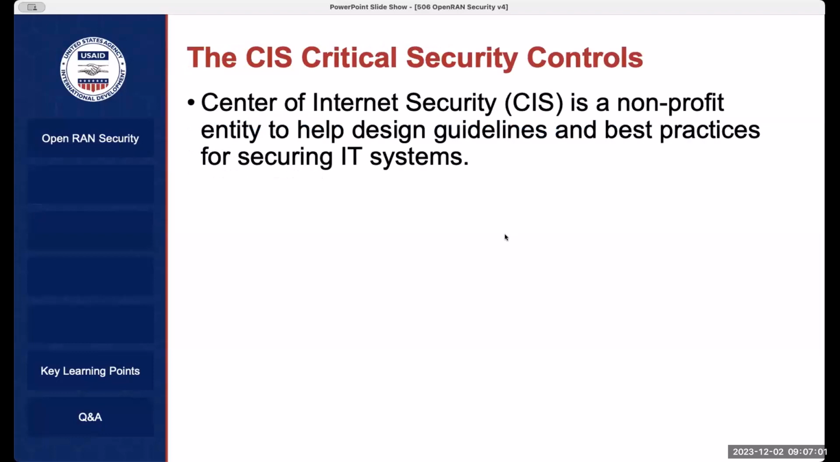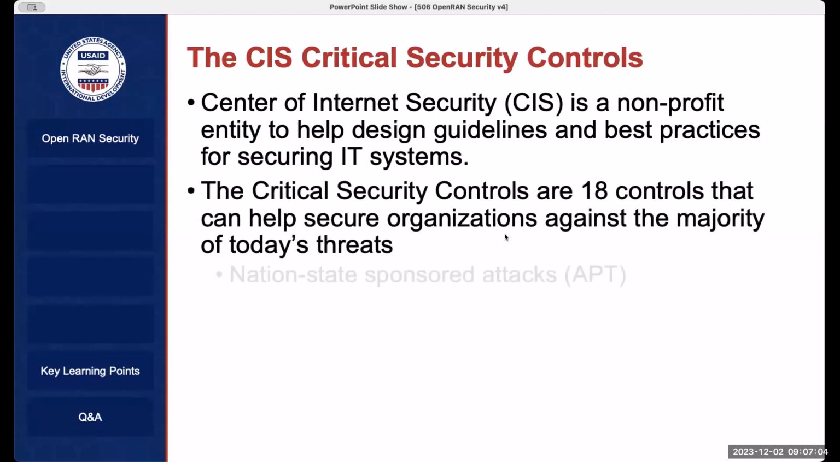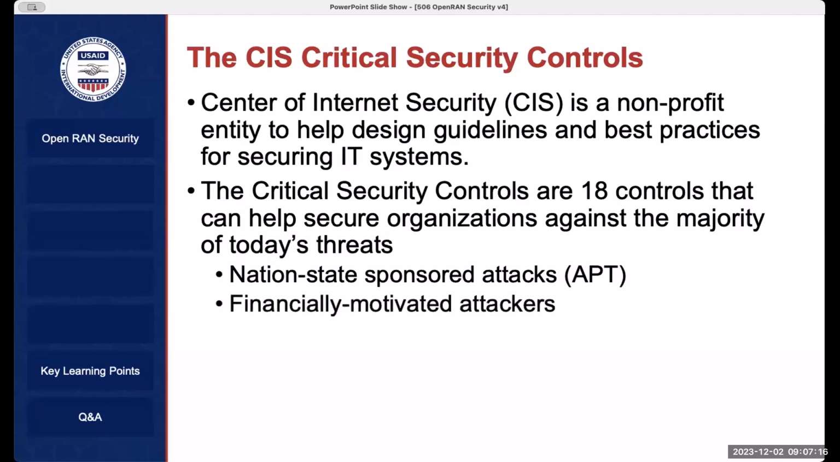Next, we have the CIS Critical Security Controls. Basically, it stemmed from 20 critical controls before, but they were able to consolidate it to 18. What this does is help the organization identify which controls they have and which controls they are lacking. Ideally, if you could implement these 18 controls in a good automated fashion, you would be protected against nation states, financially motivated attackers, commodity malware, and even script kiddies.